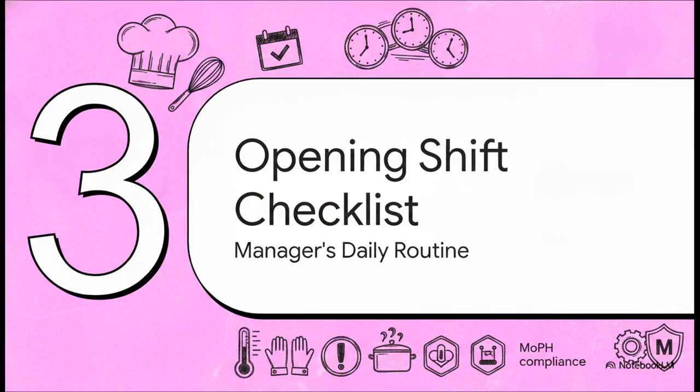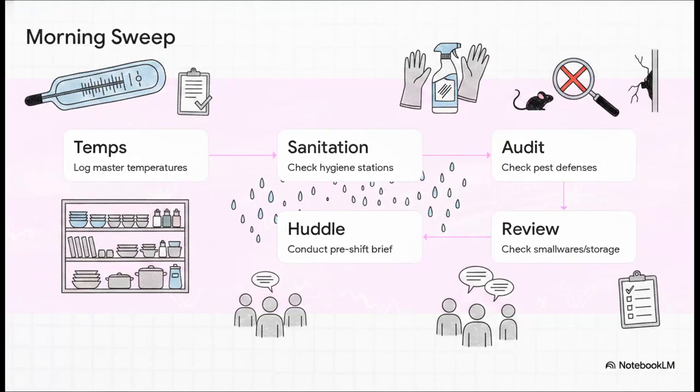All right, Section 3, Master Opening Shift Checklist, Manager's Daily Routine. We've got the theory down, so let's pivot to practical kitchen management. A successful manager knows that operational readiness equals food safety. Here is the chronological compliance sweep you should be executing every single morning before the doors even open.